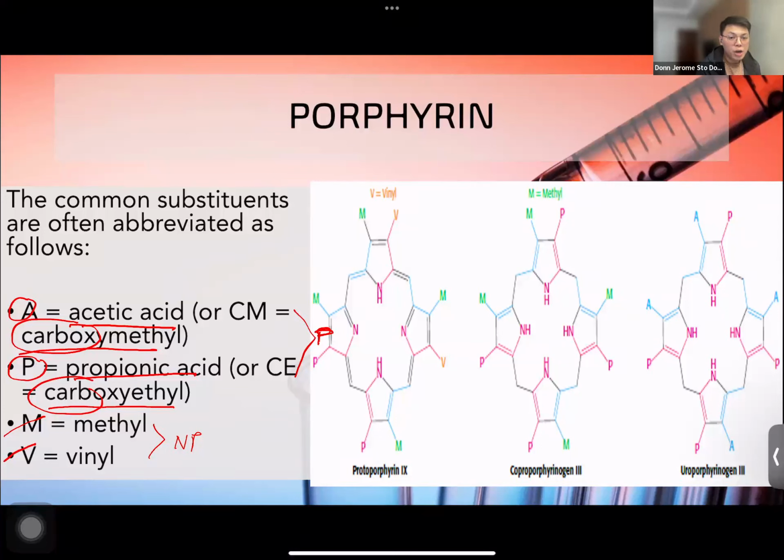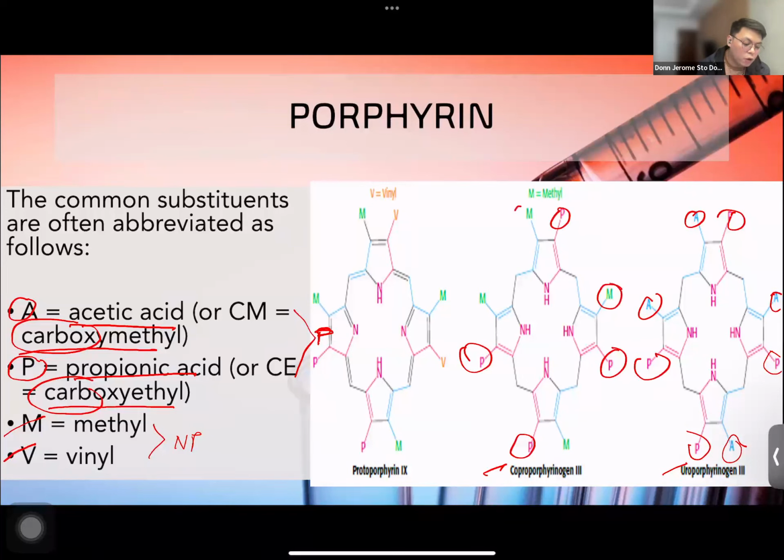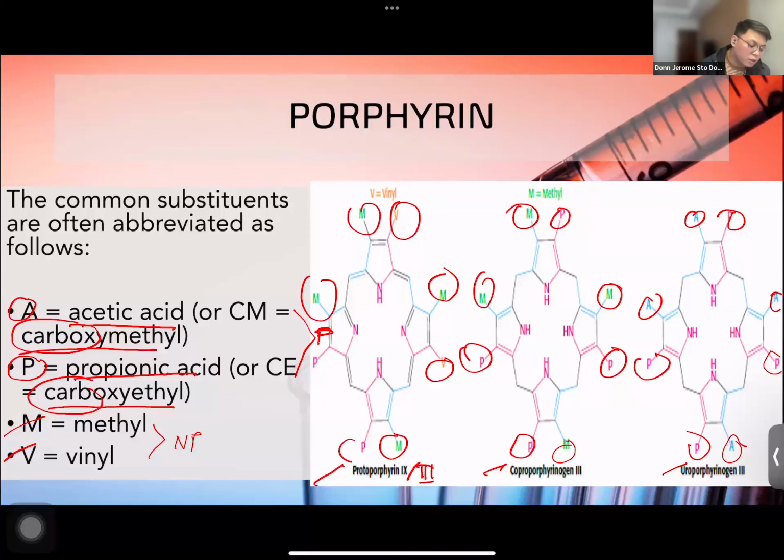Did you follow? On your right, you'll see the common porphyrins and porphyrinogens we see in humans. First is uroporphyrinogen, containing 4 acetate and 4 propionate side chains. Coproporphyrinogen, with 4 propionate and 4 methyl side chains. Protoporphyrin 9 or protoporphyrin 3, with 4 methyl, 2 vinyl, and 2 propionate side chains. Okay? Remember the side chains. That's very important when we discuss heme synthesis.